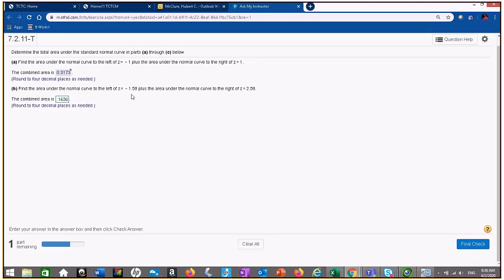Negative 1. Oh, I made a mistake. That's 1.58. I thought it said -1. You didn't catch me, Miss McCann. Sorry. 1.58, -1.58. So we've got to change that. So it'd be -9999 to -1.58. I didn't read the question. I'm sorry.